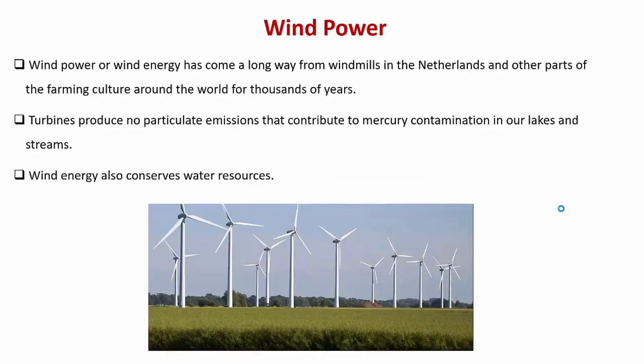We have wind power. Wind energy has come a long way from windmills in the Netherlands and other parts of the farming culture around the world for thousands of years. And also turbines produce no particulate emissions that contribute to mercury contamination in our lakes and streams, but wind energy also conserves water resources.